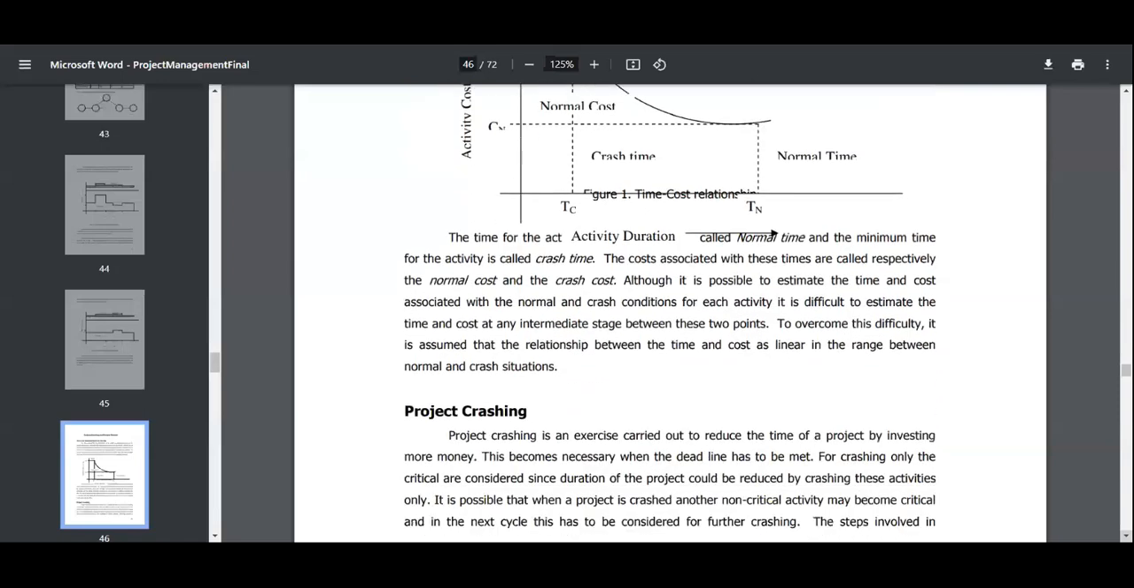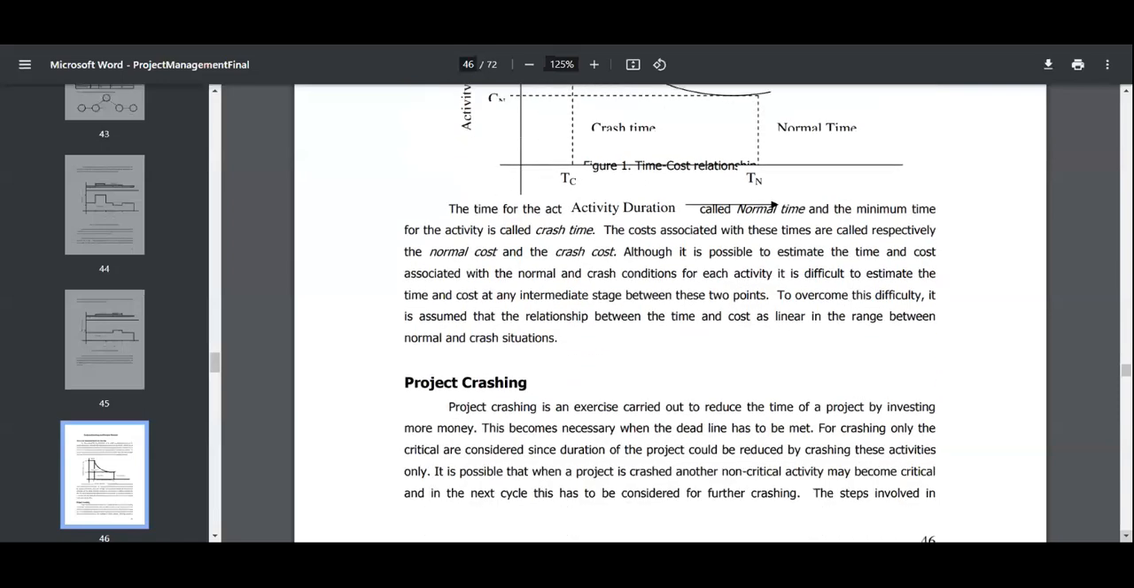And not only time, whatever the cost you have given, say 2 lakh rupees, you have completed it within that. And after that our project manager approves the things. Now the time and activity duration.